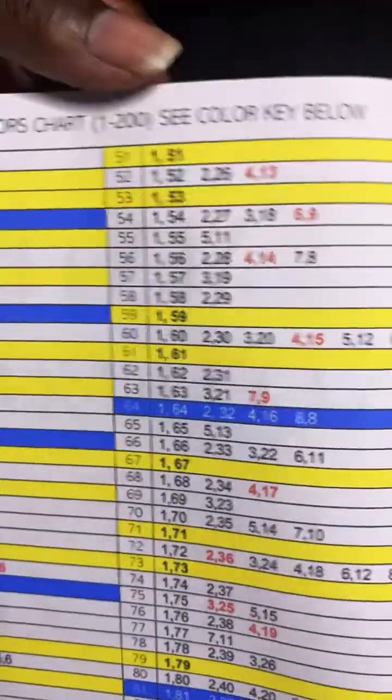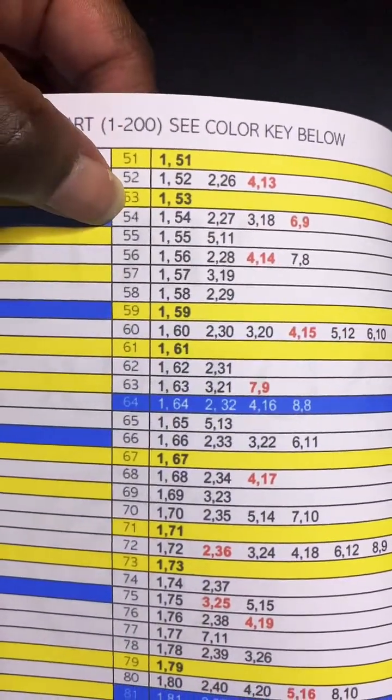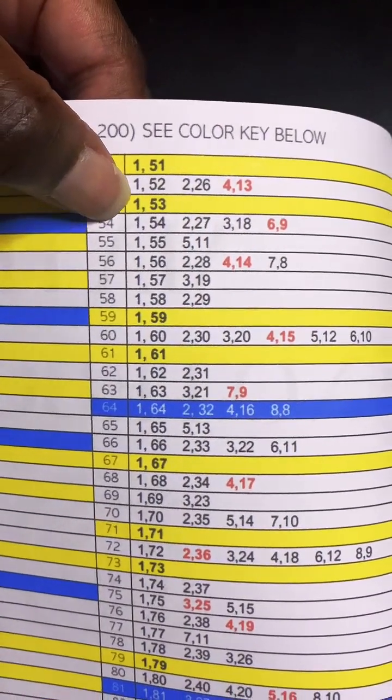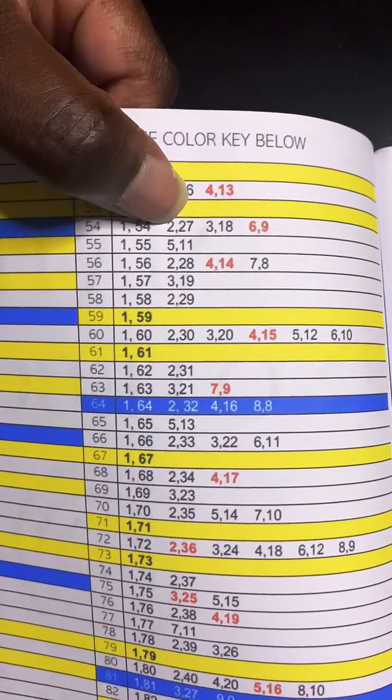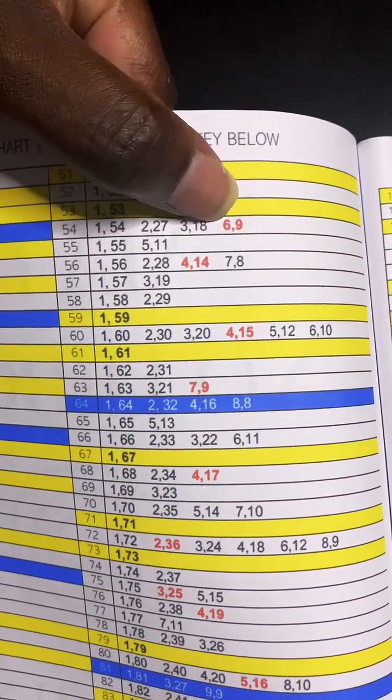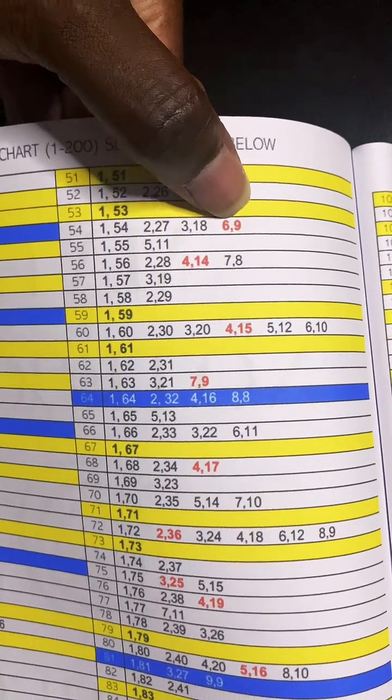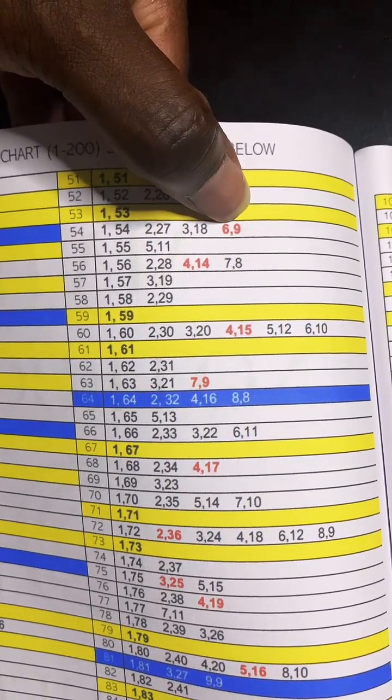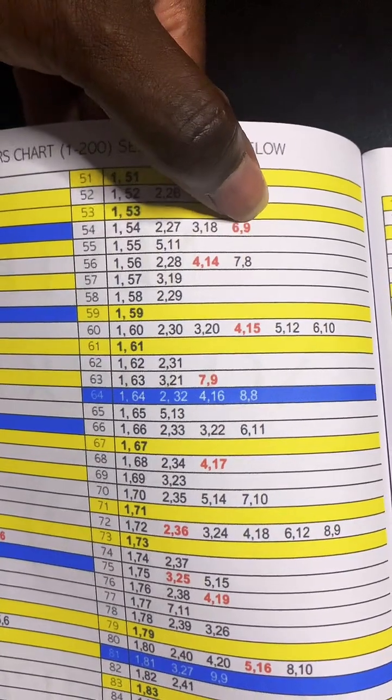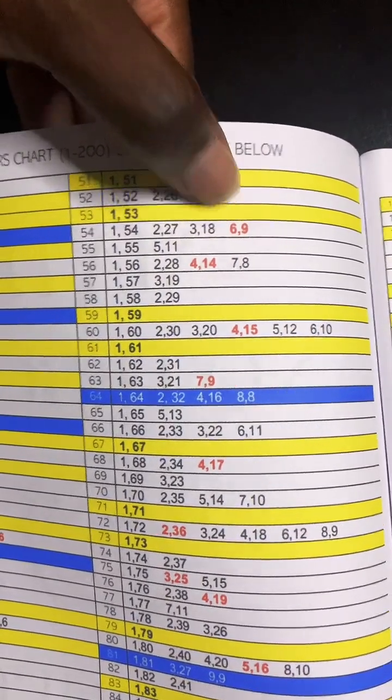Okay, so handy dandy notebook. So if we go to 54, so sorry for all the movement. Okay, here's 54. If I go to 54, I got 1 and 54, 2 and 27, 3 and 18, and 6 and 9. What's in red is the 6 and 9. So we got the square root of 9, the square root of 6.